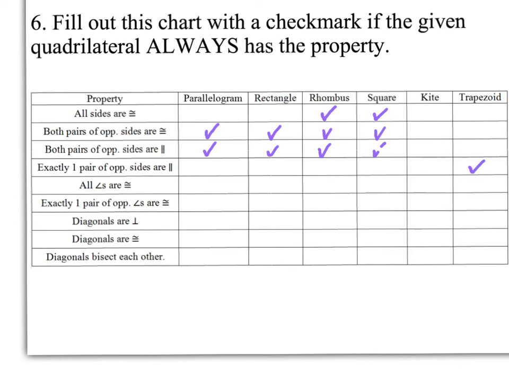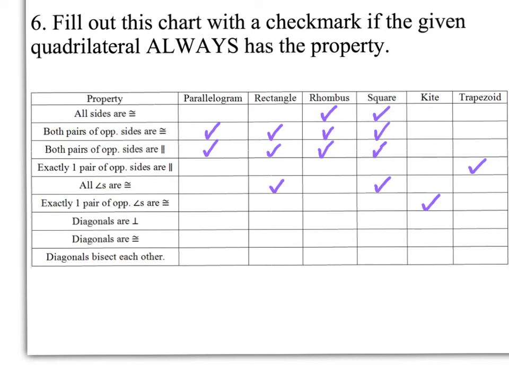All the angles are congruent. That's true in a rectangle, and therefore square, because a square is a special type of rectangle. Exactly one pair of opposite angles are congruent. The only thing that's true for is a kite. For parallelograms and all the objects within parallelograms, we know both pairs of opposite angles are congruent. And for trapezoids, we know that we've got no necessary congruences with the angles.